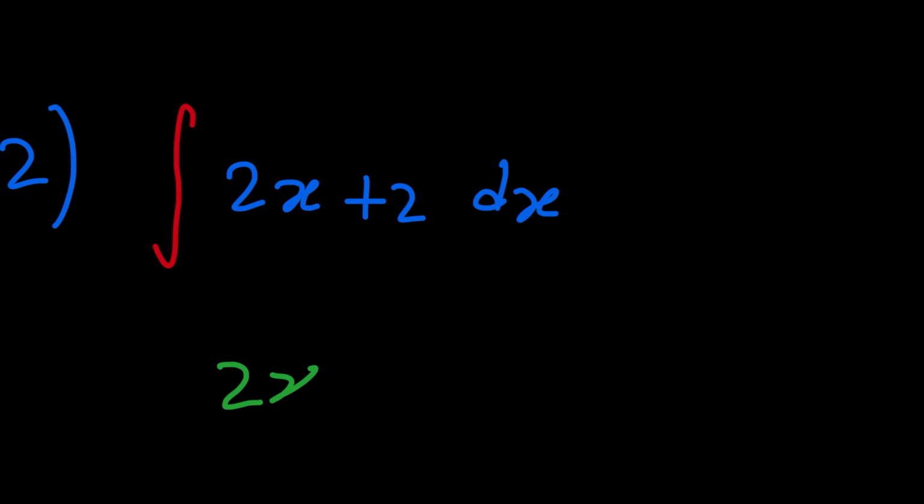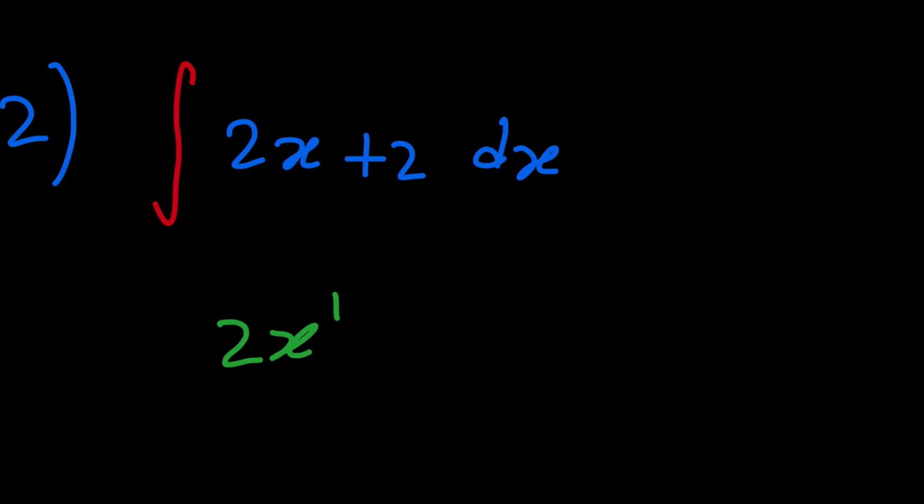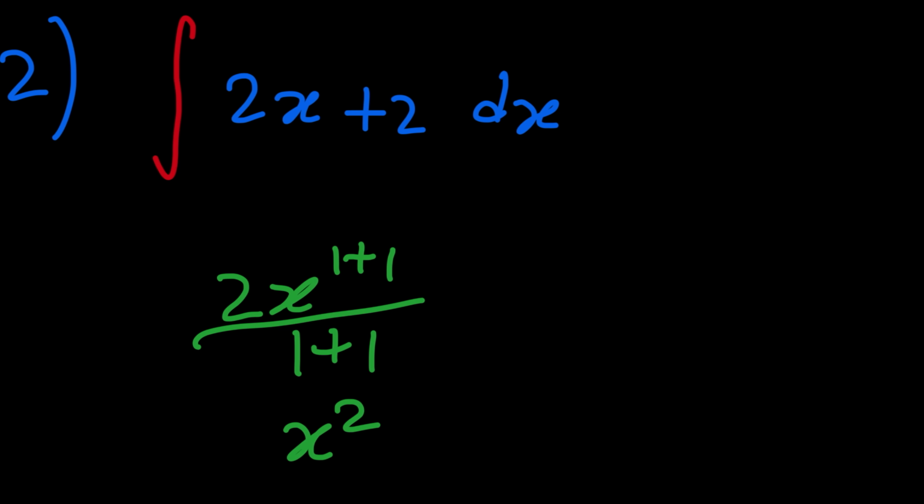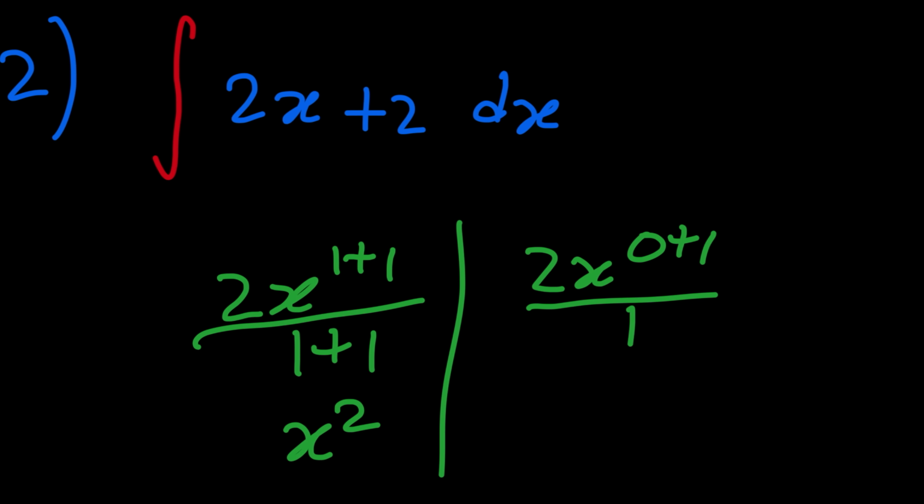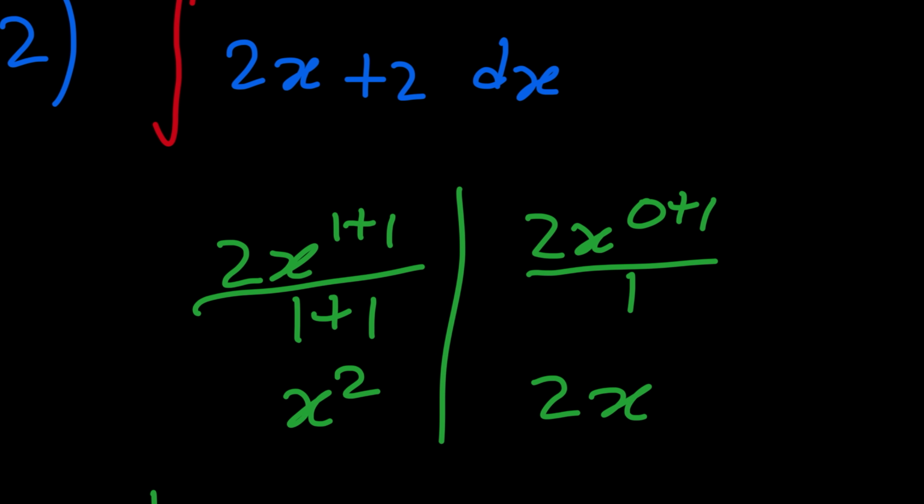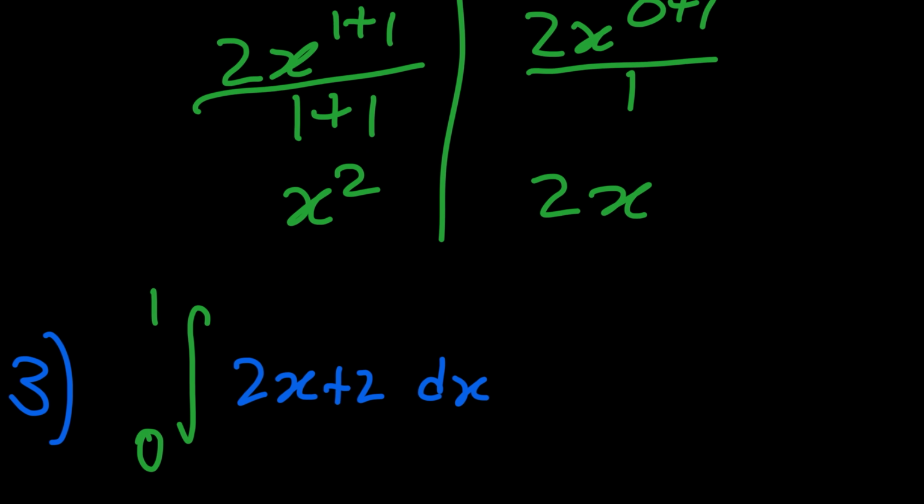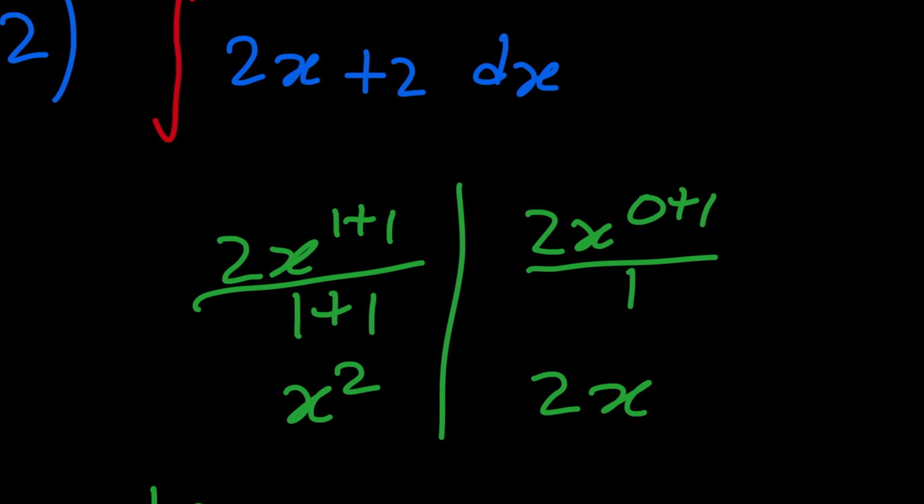So we get 2x to the power of 1, and then we add 1 to the powers, so 1 plus 1 divided by 1 plus 1. So we get x squared. Okay, so far so good. And then 2x to the power 0 plus 1 divided by 1, so we get 2x. But that isn't the same as what we entered, right? Where did this 2 go? That's the thing. So what we've just done is we found x squared plus 2x.